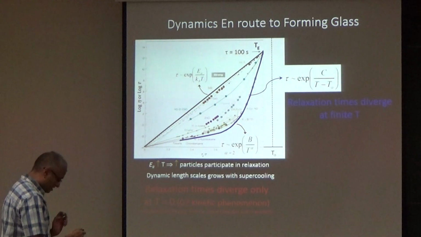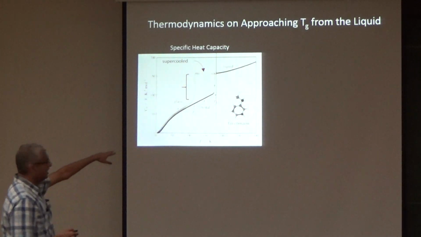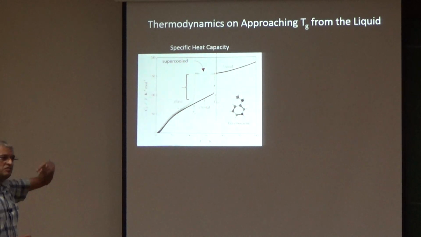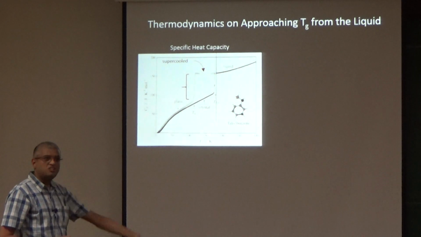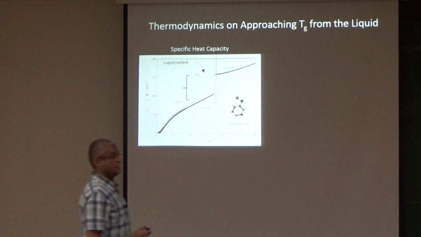Okay, and I'm sorry about this. This is for ethyl benzene, which is a fragile glass former, which means your activation energy is constantly changing as you approach the glass transition temperature.